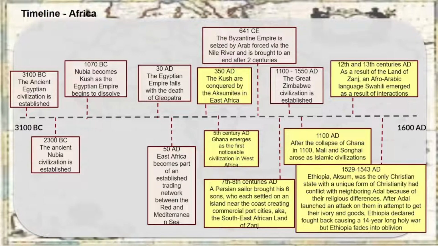And this eventually backfired because Ethiopia was a very powerful country, so they ended up fighting a 14-year-long holy war, but eventually Ethiopia does fade and becomes less powerful than they were before, and then it eventually does collapse.